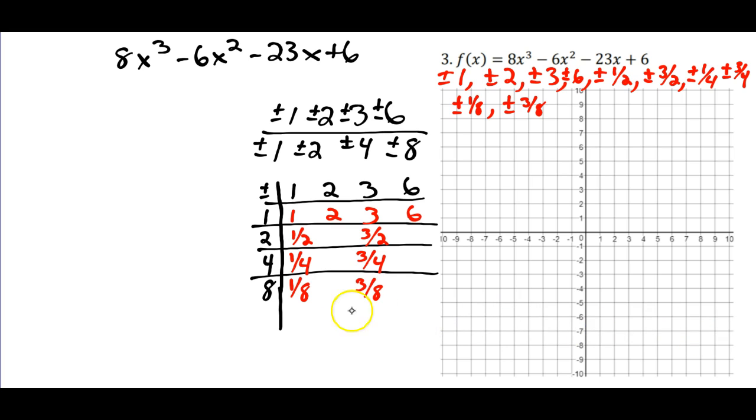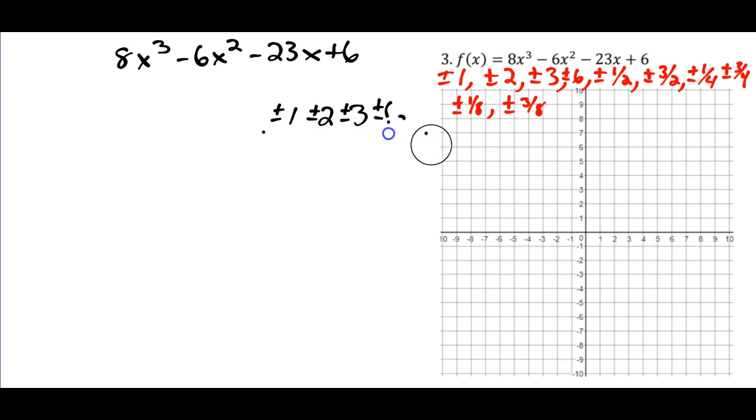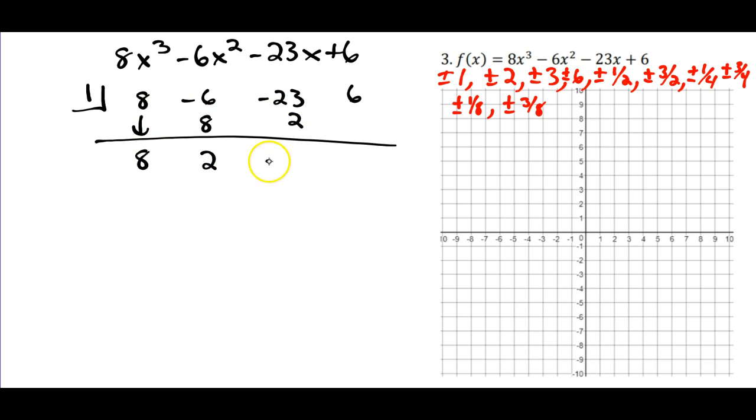So with those listed, I'm going to just erase this. Once again, you can back it up if you want to watch how we got that. And I'm going to use synthetic division to divide this out. Now I've got 3, 2, 1, 0 going on. So that's good. I can write down the coefficients, 8, -6, -23, and 6. And I'm just going to start with 1. See if that goes into it. So drop the 8. Multiply. 1 times 8 gives me 8. Add. Multiply. Add. Multiply. And when I add here, I know I'm not going to get 0.